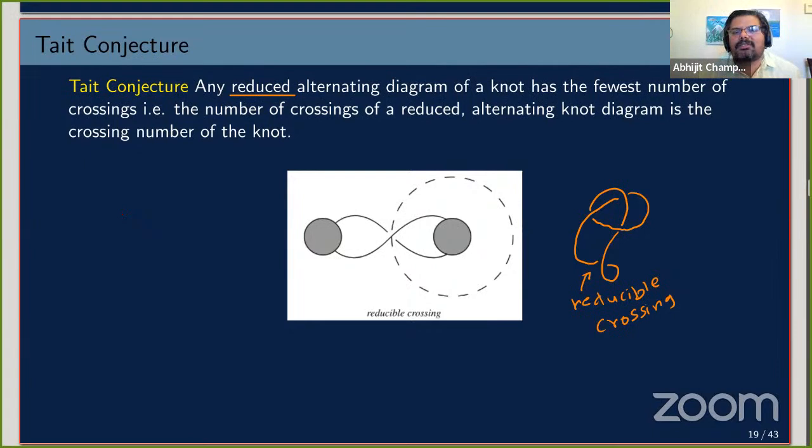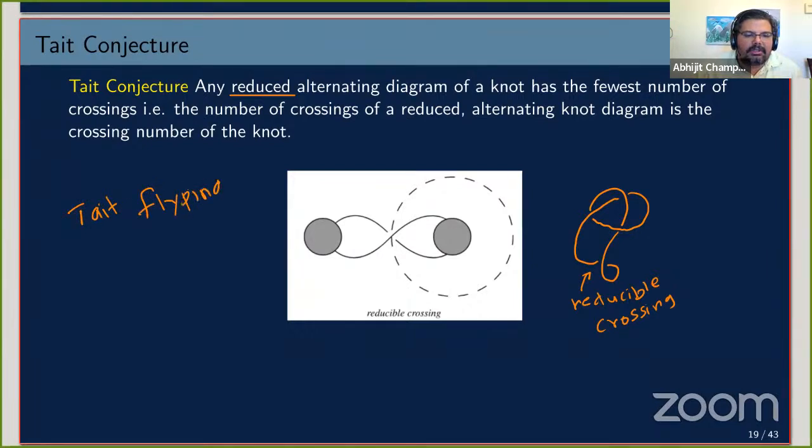He had two more conjectures. One was about what is called the writhe, but the third conjecture talked about how to equate two reduced alternating diagrams. And he said that two reduced alternating diagrams are related by a sequence of what are called flype moves, which is called the Tait flyping conjecture.